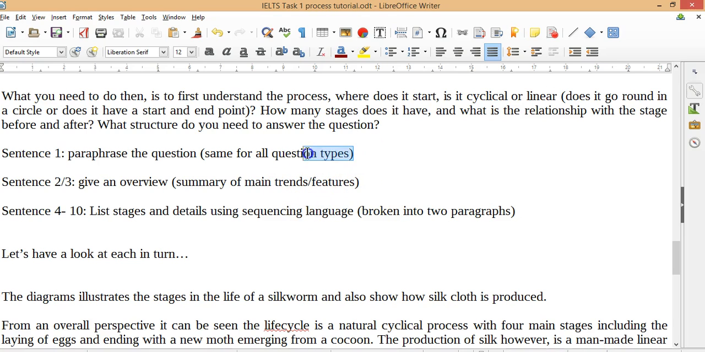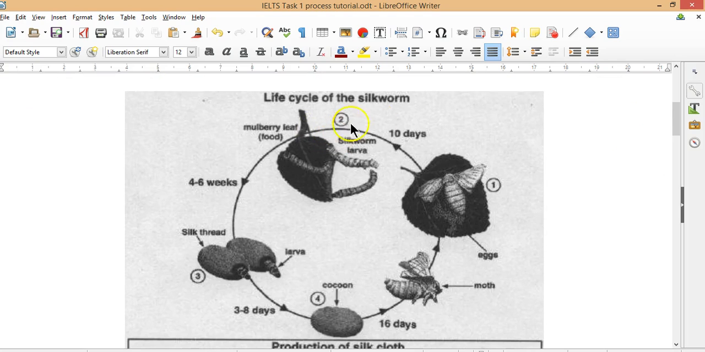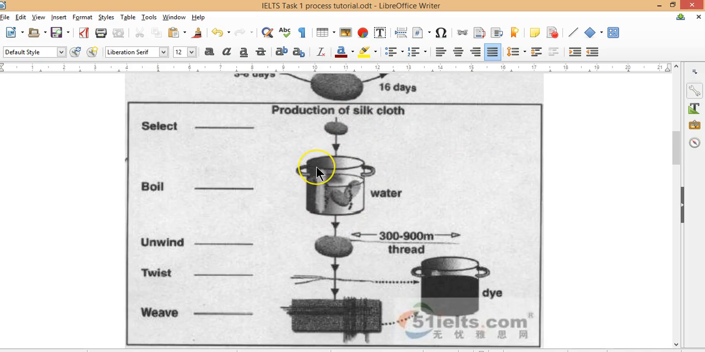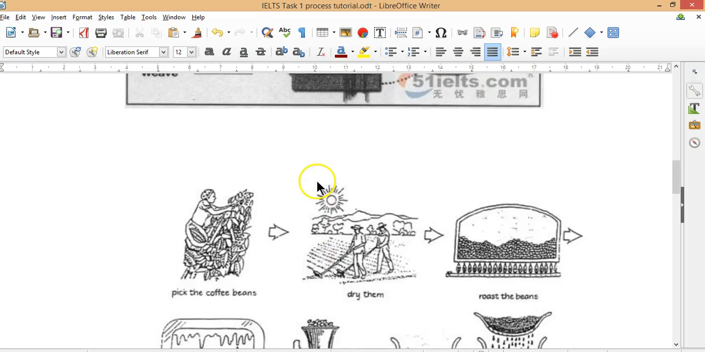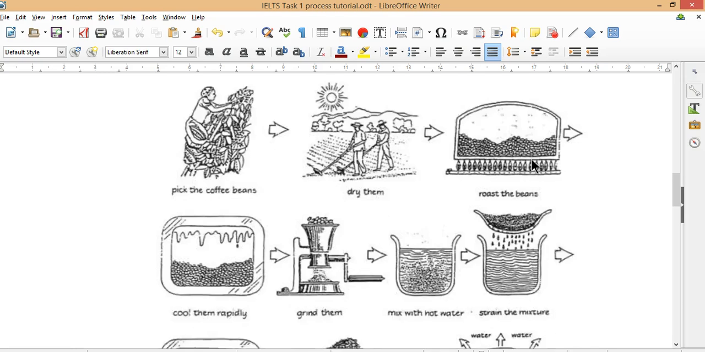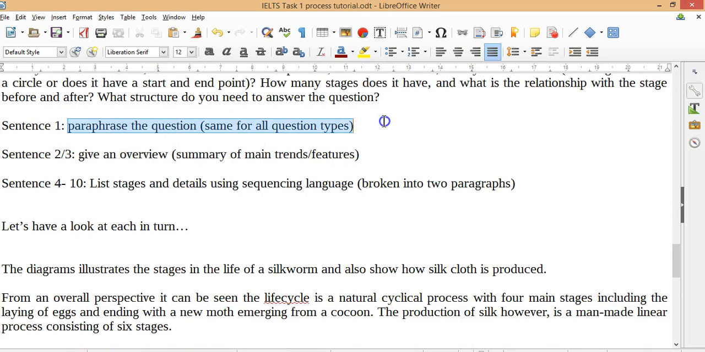All question types, sentence one, paraphrase the question. The diagrams illustrate the life process of a silkworm and also how silk cloth is made or manufactured. The diagram illustrates the process of how coffee is made. And that's it. That's all. So you paraphrase the question.